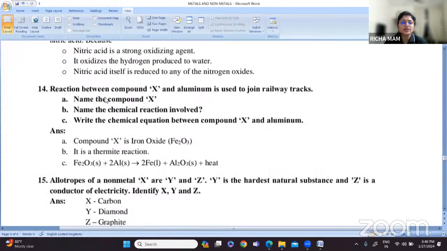Fine. Next question. Reaction between compound X and aluminum is used to join railway tracks. Yes, so this is the thermite reaction. This is called the thermite reaction, used in joining the railway.